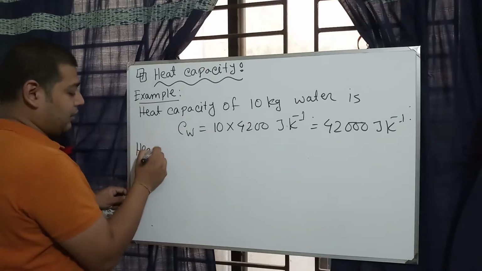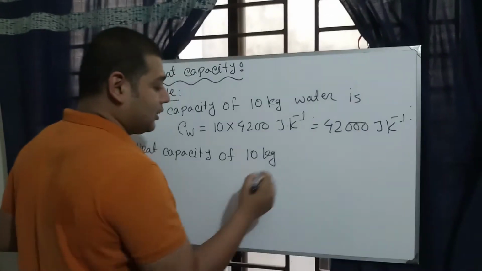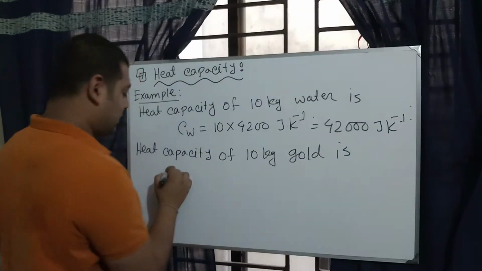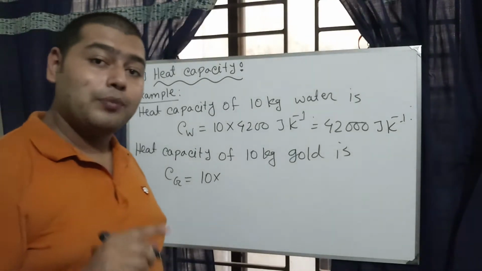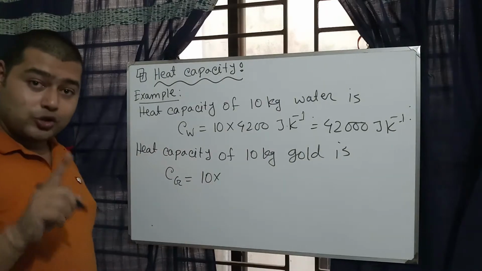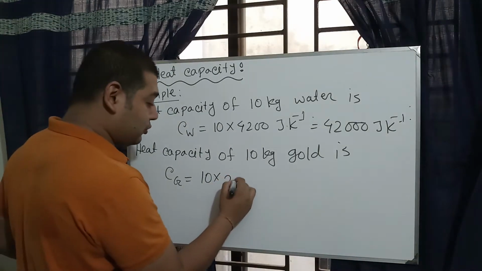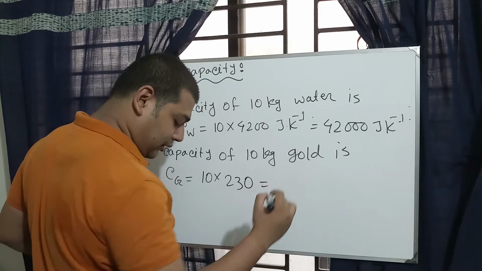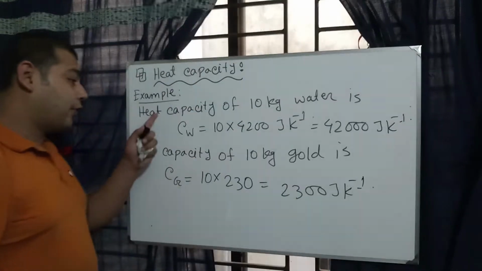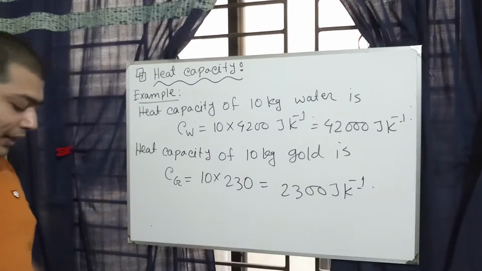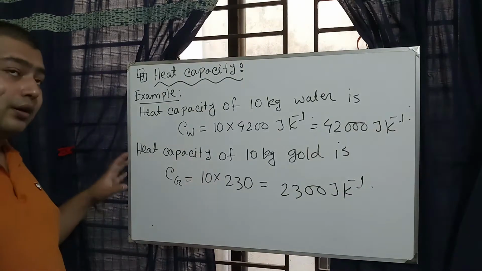Again, the heat capacity of 10 kg of gold is C equal to 10 into 230, as we know the specific heat of gold is 230 joule per kg per Kelvin. So we can write 2300 joule per Kelvin.